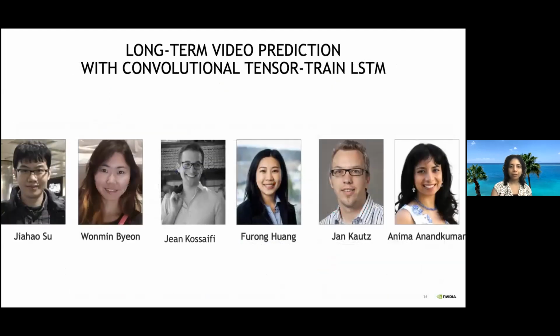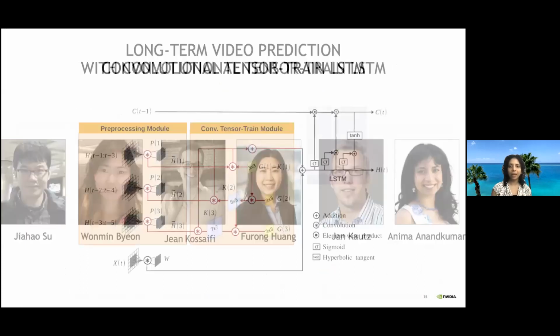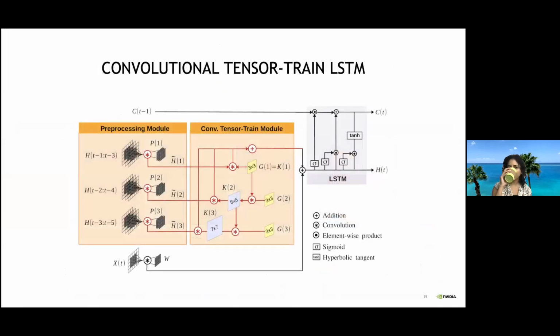So as an example of how tensors are helpful in different tasks, one challenging task is long-term video prediction, right? So not just the immediate one, but prediction into the future. And that is where we see that convolutional tensor train LSTMs are very effective. So what we are doing is temporally, we are now forming a tensor train.